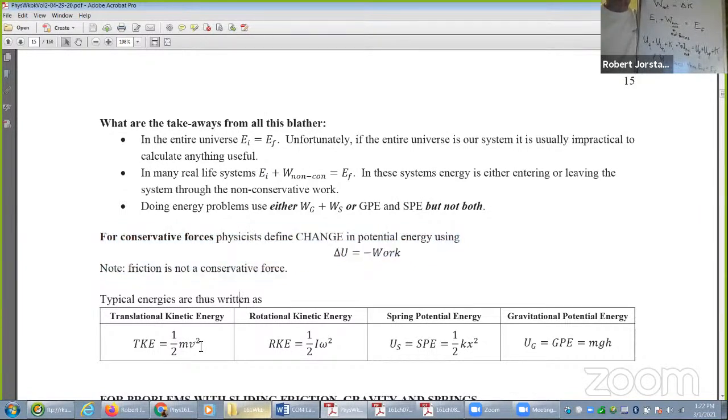These are our typical energies. Okay, there's translational kinetic energy. We've been calling that K. But now I want to clue you in. In Chapter 10, we will also discuss rotational kinetic energy. You don't need to worry about this rotational until Chapter 10, so forget about it for now. There's spring potential energy, and there's gravitational potential energy. Okay, these are the formulas. They're on the back of your book as well.